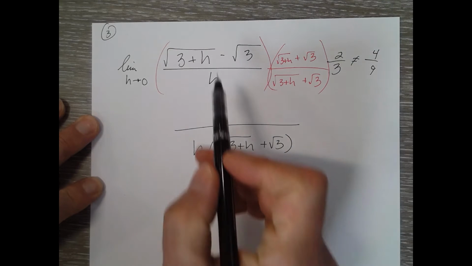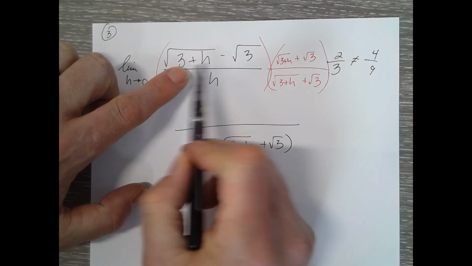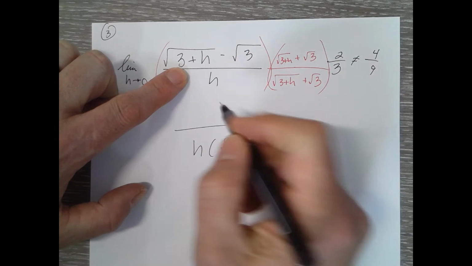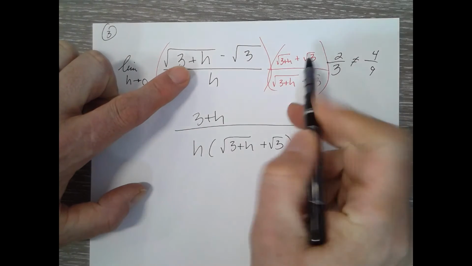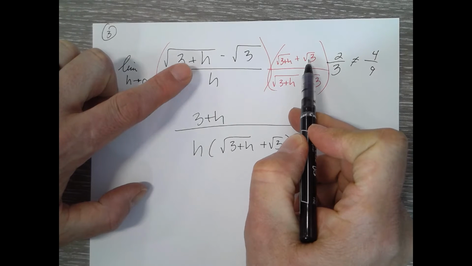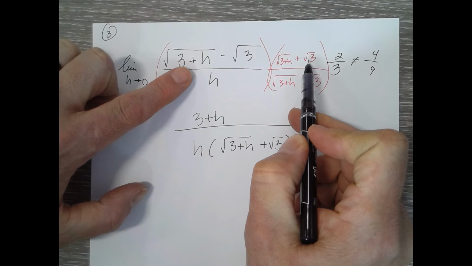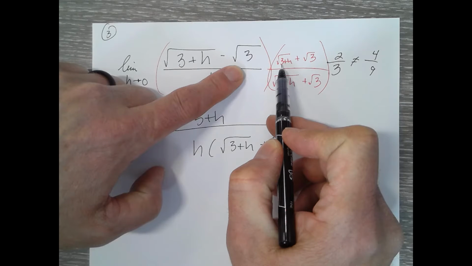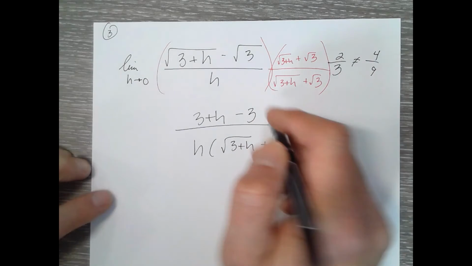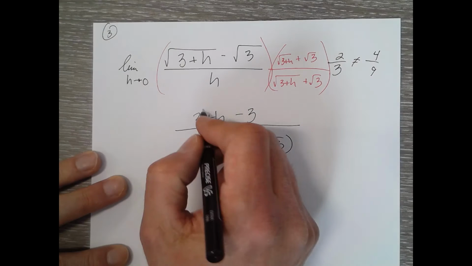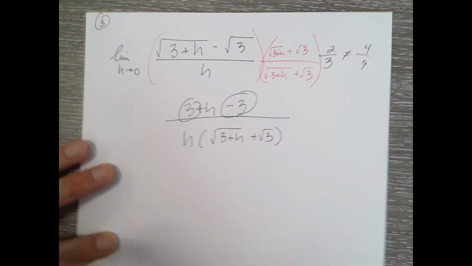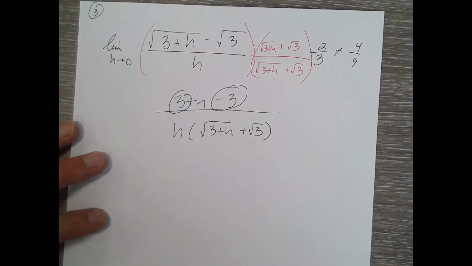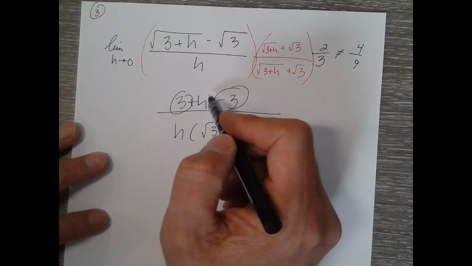Alright, so foiling the top, I have square root of 3 plus h times square root of 3 plus h, which is 3 plus h, plus square root of 3 times the square root of 3 plus h, minus square root of 3 times the square root of 3 plus h, which are going to disappear, and then it's just going to be minus square root of 3 times square root of 3, so minus 3. So it cleans up pretty nicely, especially after we can get rid of those 3's. So now I have h on top, and I've got a lonely h on the bottom. Gone.